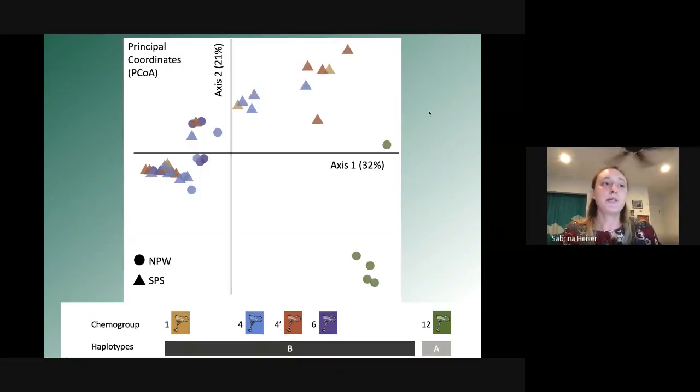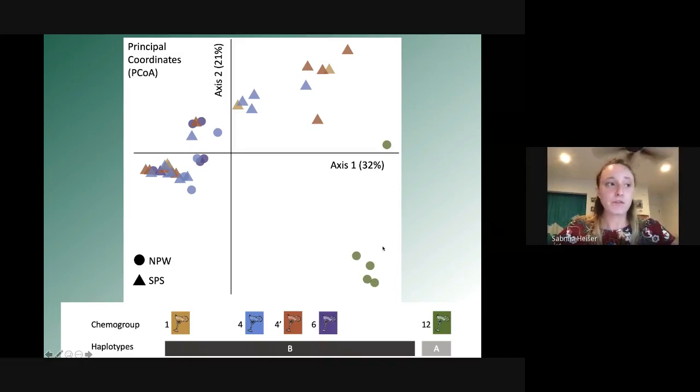So this is the principal coordinate analysis of the multi-locus genotypes that were determined using the 6 microsatellite markers that I've developed so far. And just to orient you here, the further apart the points are from each other, the less genetically similar they are to each other. And then down here, we have the different colors indicating the different chemogroups again, and the different shapes are our 2 different sites that the individuals came from.